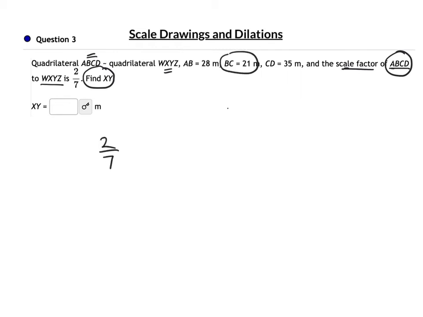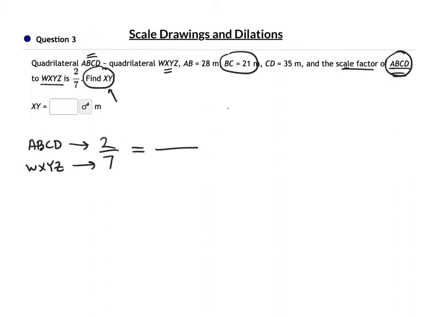2 over 7 is our scale factor. 2 corresponds with quadrilateral ABCD because they stated it first. And the 7 corresponds with WXYZ.